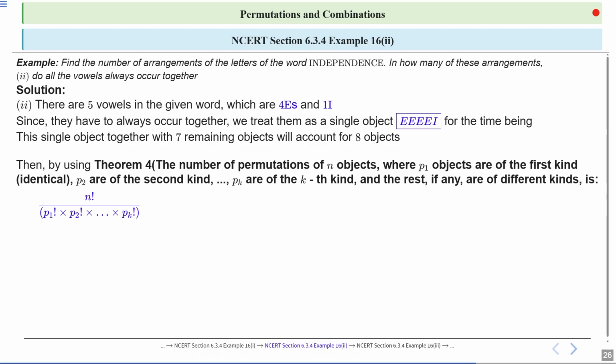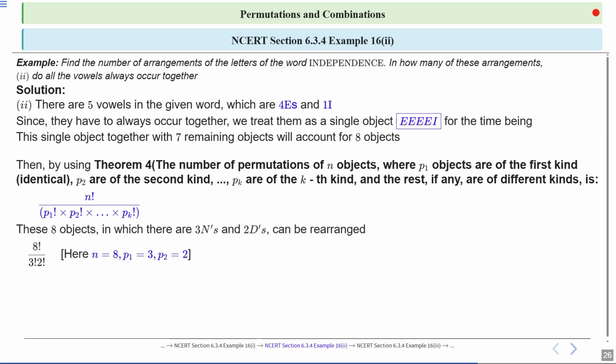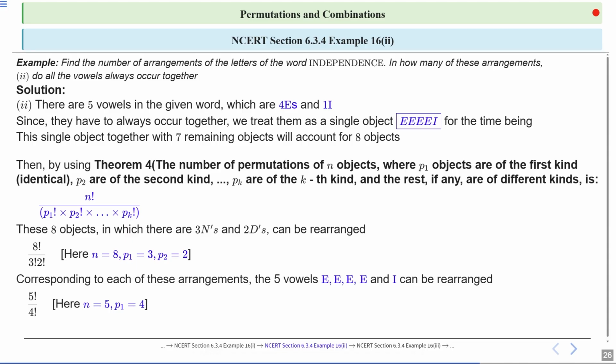Then, by using theorem 4, which states that the number of permutations of n objects, where p1 are of the first kind, p2 are of the second kind, and pk are of the kth kind, and the rest are of other different kinds, is n factorial upon p1 factorial into p2 factorial into dot dot dot pk factorial. These 8 objects, in which there are 3 N's and 2 D's, can be arranged in 8 factorial upon 3 factorial into 2 factorial ways. Corresponding to each of these arrangements, the 5 vowels, 4 E's and 1 I, can be arranged in 5 factorial upon 4 factorial ways.